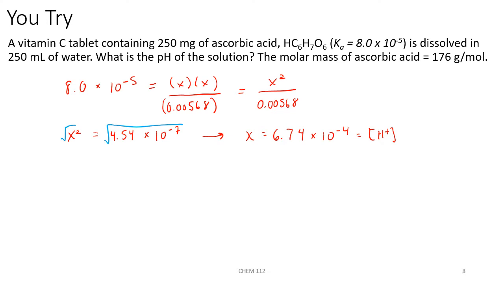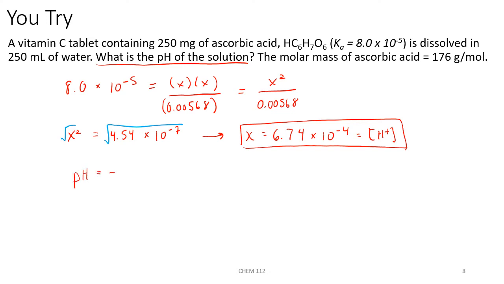Now, in this question, we were just asked for the pH of the solution. So really what we care about is that our x was our hydrogen ion concentration. So now we can use that in our pH formula. pH is the negative log of the hydrogen ion concentration. So we'll take the negative log of 6.74 times 10 to the negative 4th, which gives us a pH of 3.17.